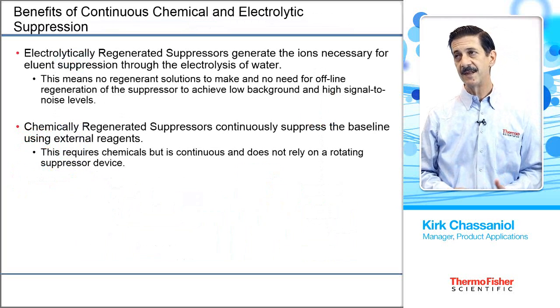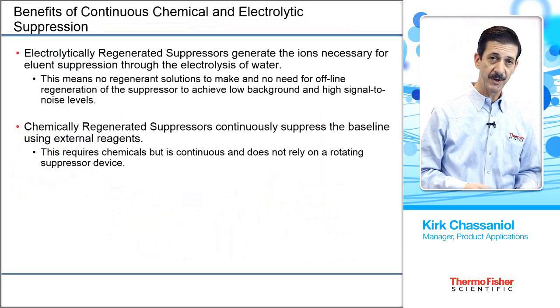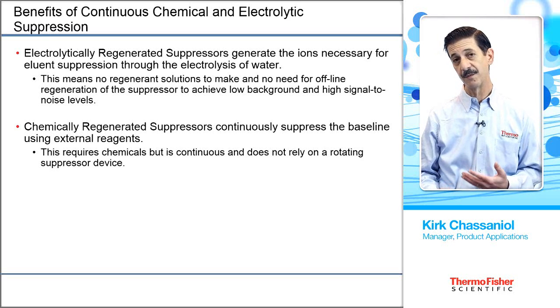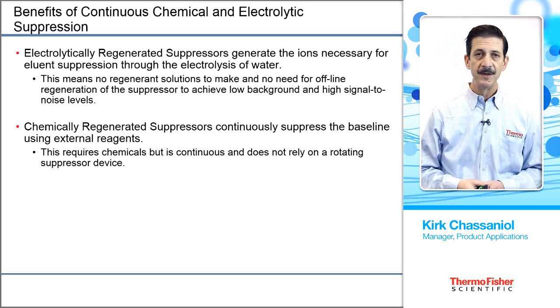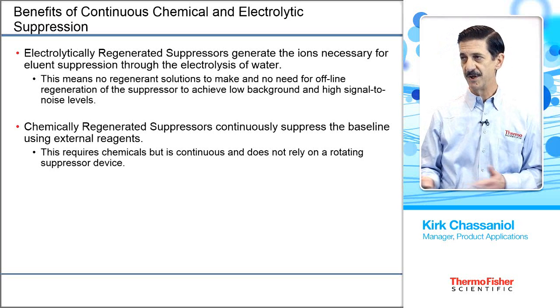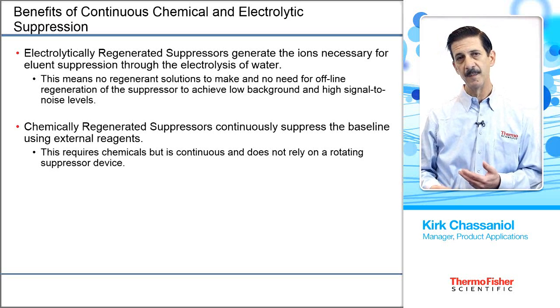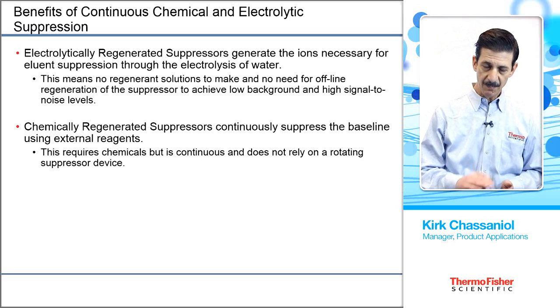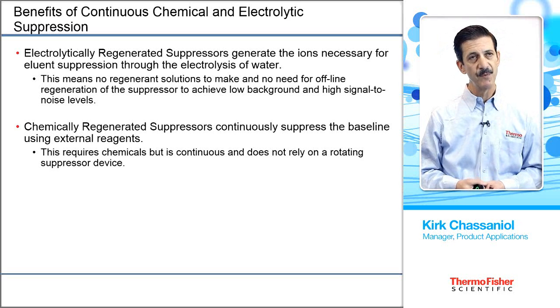So the benefits of continuous chemical and electrolytic suppression. Chemical suppression, I supply sulfuric acid. Electrolytic suppression, I rely on the electrolysis of water to produce my hydronium that I need for suppression. But in both cases, it's continuous. So that means there's no need for regenerant solutions, for offline regeneration of the suppressor. It's always delivered. Chemically regenerated suppressant operating in the chemical mode, again, continuous suppression requires no offline regeneration.